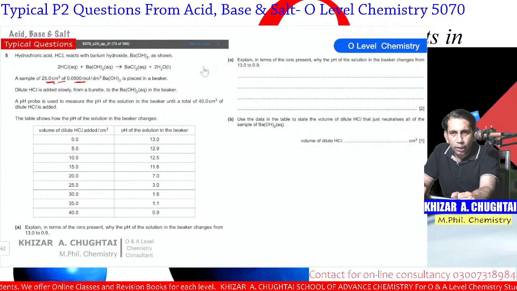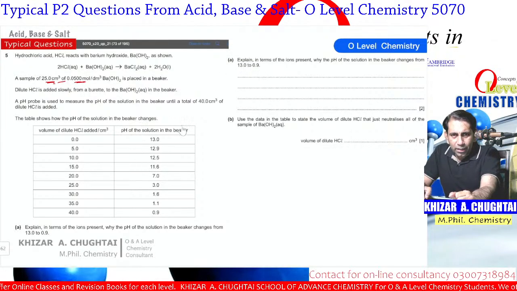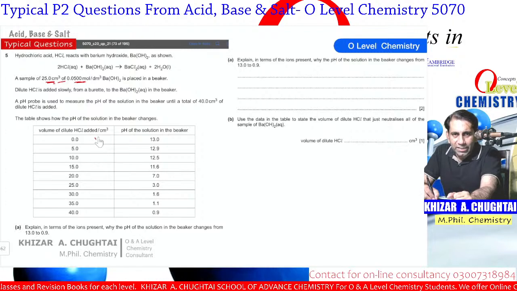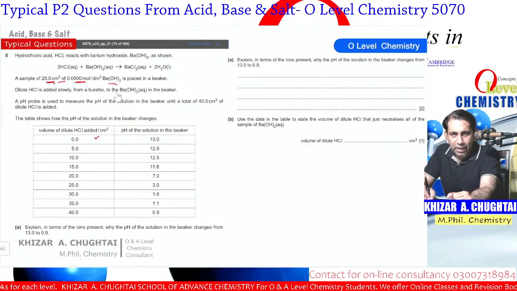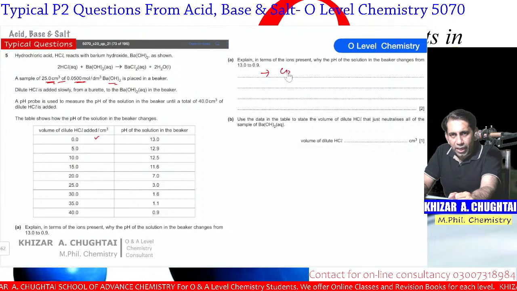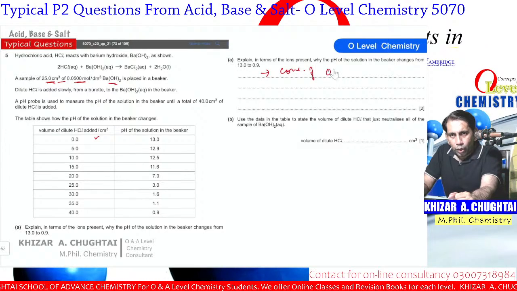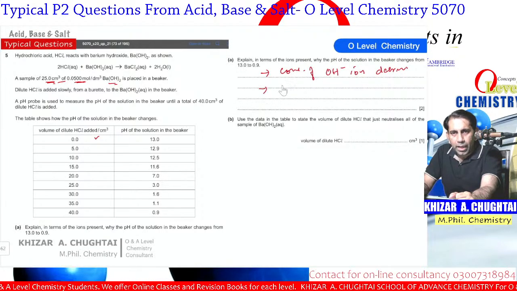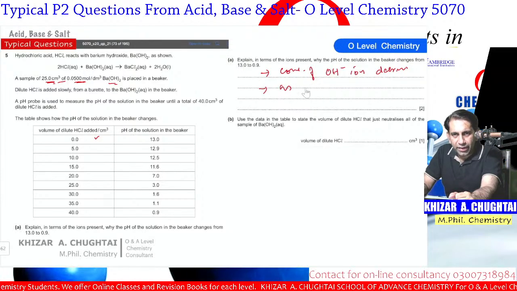13 to 0.9. So you can see that from the burette you are adding HCl, and in the flask is the alkali, that is barium hydroxide. So the concentration of OH- ions is decreasing as a result of reaction with H+ ions.